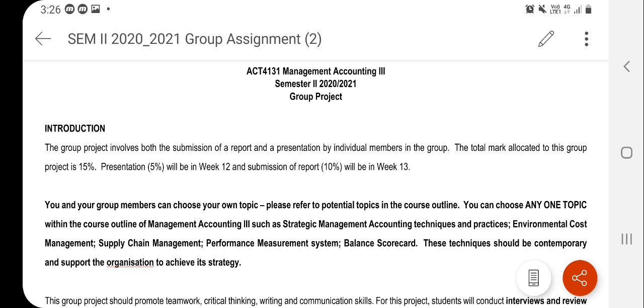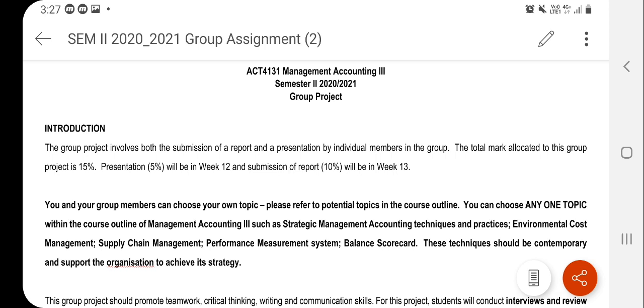Okay, let's see. Introduction. The group project involves both the submission of a report and a presentation by individual members in the group. The total mark allocated for this group project is 15%. Presentation 5% will be in week 12, and submission of report 10% will be in week 13.